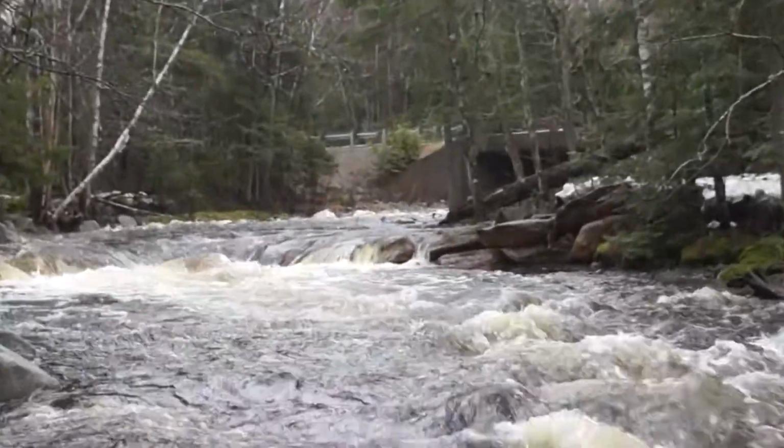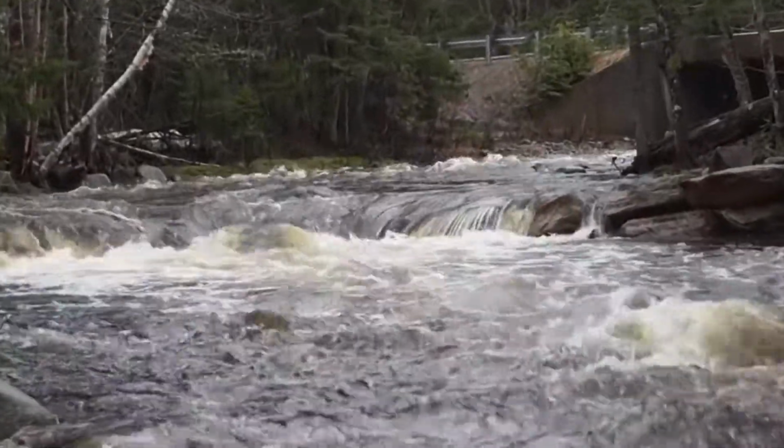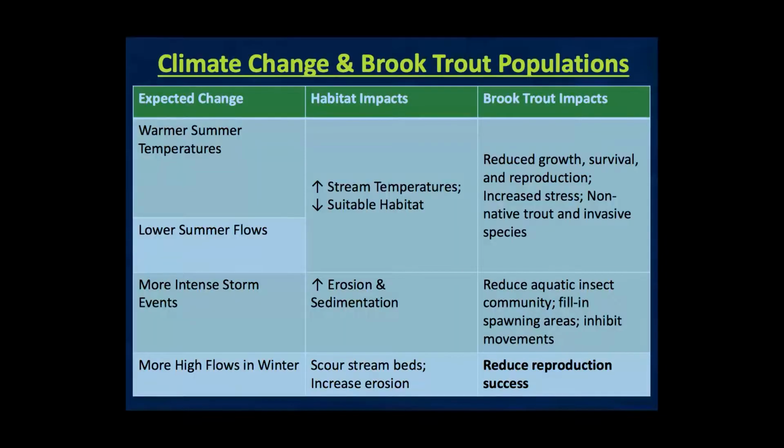Brook trout in their juvenile stage eat primarily insects, but when they exit the juvenile stage, while continuing to eat insects, they also begin to eat invertebrates.